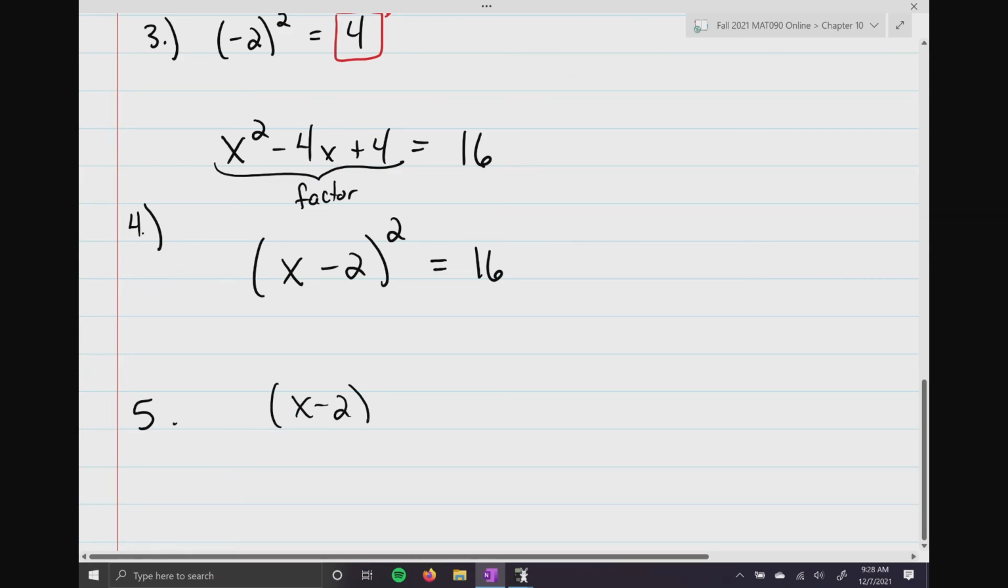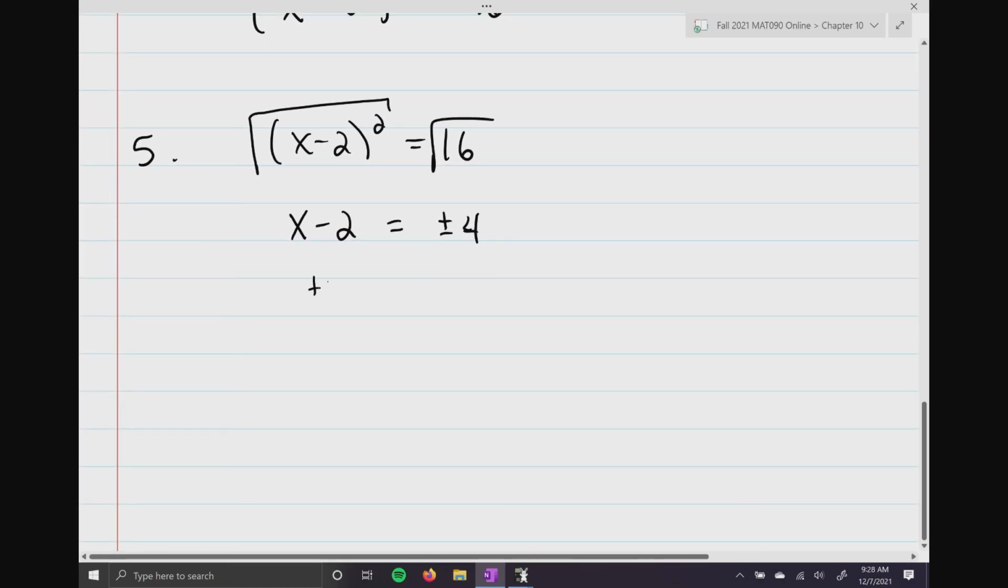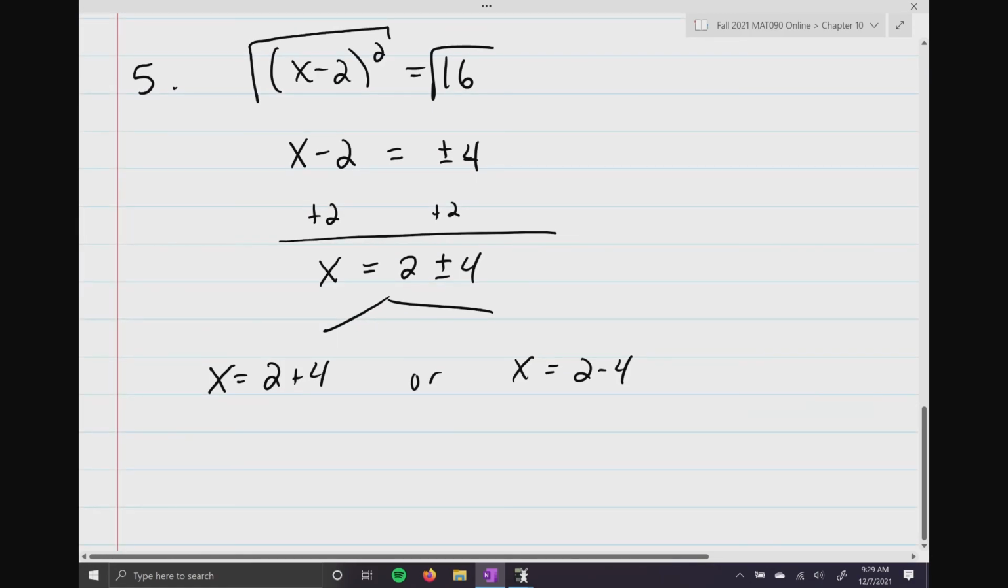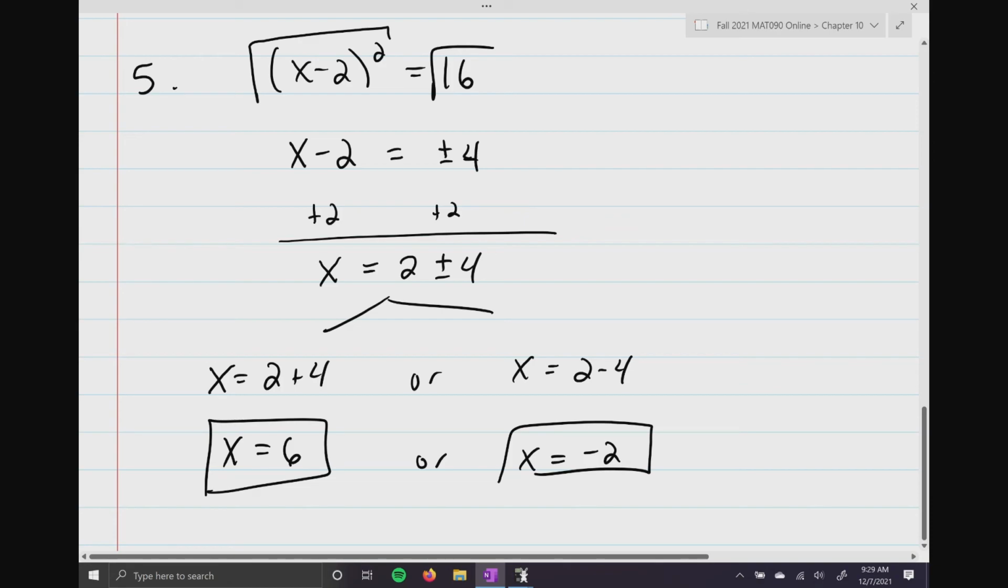I'm just rewriting the problem real fast. We take the square root property of both sides. We get x minus 2 on the left. On the right-hand side, we get plus or minus 4. And now we simplify by adding 2 to both sides. This gives us x equals 2 plus or minus 4, which we know we can separate into x equals 2 plus 4 or x equals 2 minus 4. So that gives me x equals 6 or x equals negative 2. And that is how we complete the square.